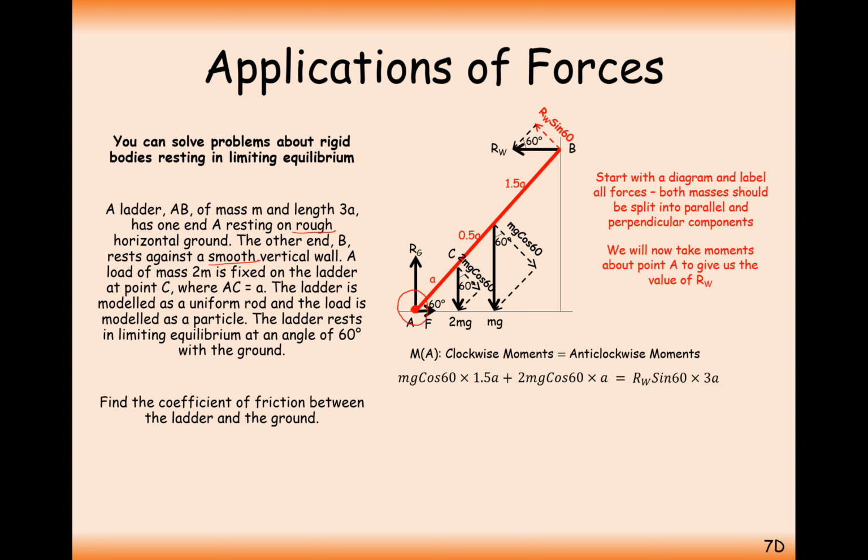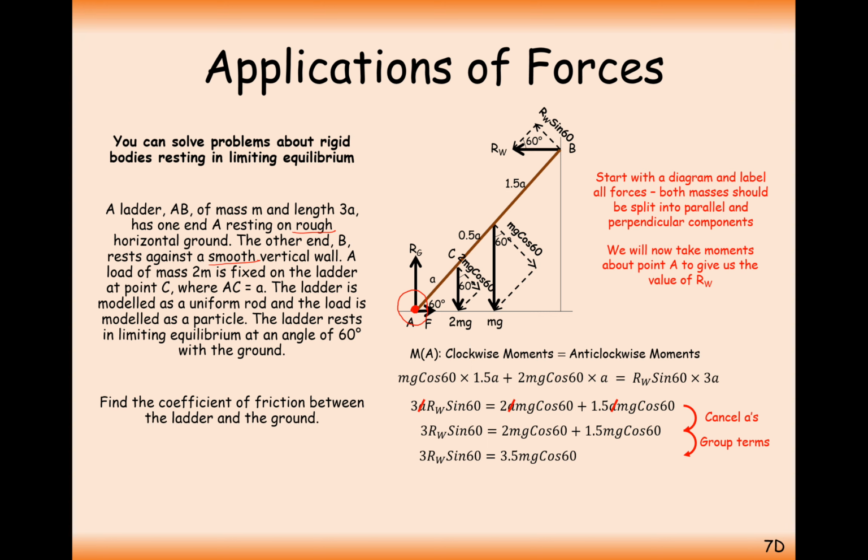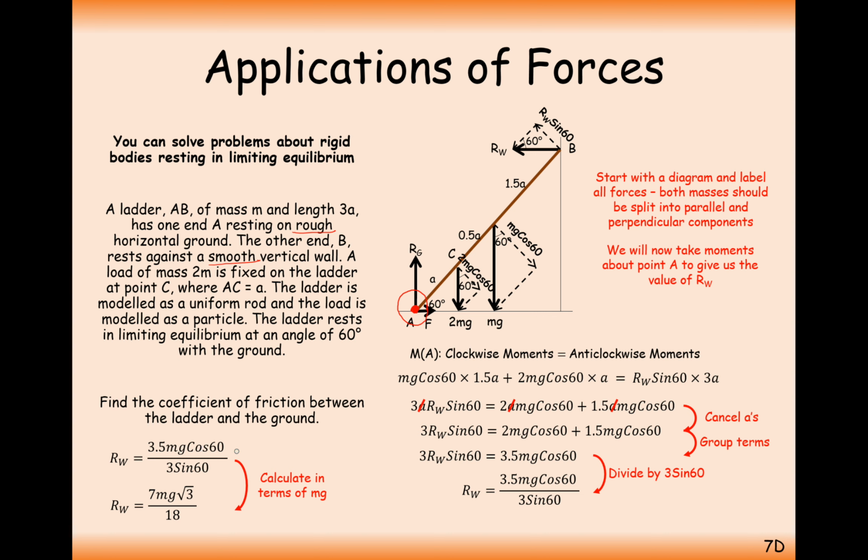So that's going to be 3 times 3A times RW sine 60. Now that we've got an equation here, we can rearrange this, and we're looking to make RW the subject. We can cancel out A's, we can't cancel out M's. We can put these two together though, 2mg cos 60 and 1.5mg cos 60 equals 3RW sine 60. Make RW the subject of this equation, and we can simplify this as well, finding out what cos 60 is, sine 60 is, and doing 3.5 divided by 3.